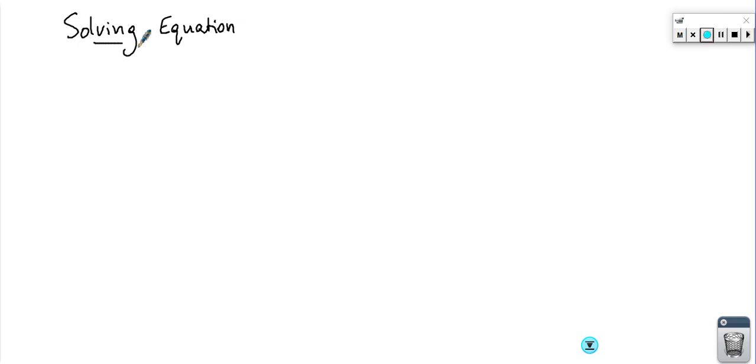Only equations can be solved, because an equation is equal to something. So if it's equal to something, there might be a solution. Please remember that some equations don't have a real solution, right? They might have other solutions, but not real solutions. Let's consider a couple of equations.